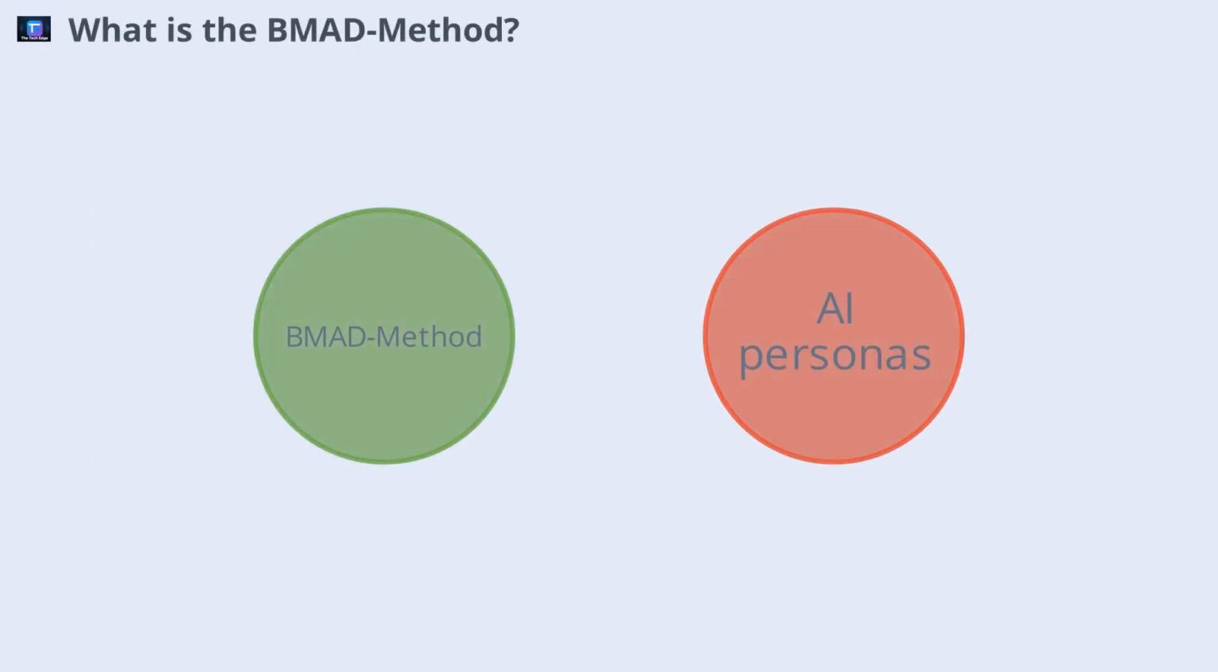The BMAD method is a framework for working with AI that introduces a clear structure of roles or personas, such as analyst, architect, developer, QA, and project manager. Each persona comes with its own set of instructions and behaviors, loaded once so the AI knows exactly how to act in that role. This means you don't have to repeat instructions every time you switch roles. Think of it as having a virtual project team inside your AI, where each member stays consistent and ready to help whenever you need them.